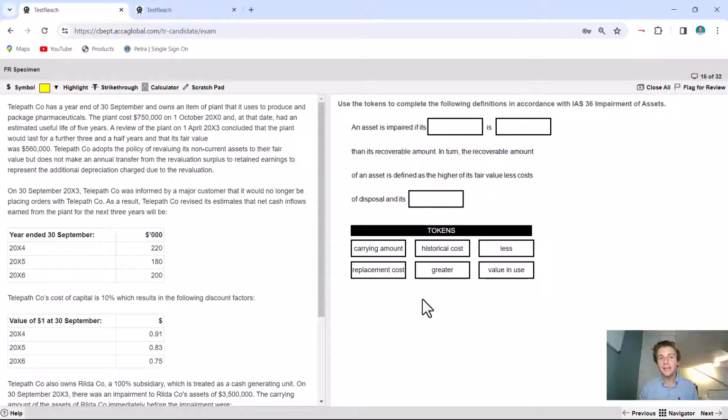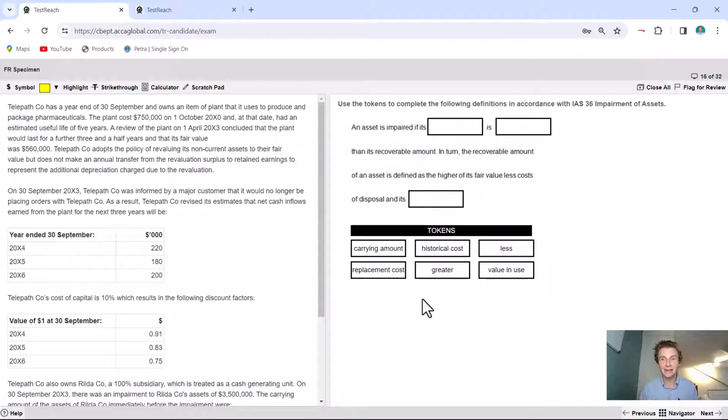So you can see on here, use the tokens to complete the following definitions in accordance with IAS 36, impairment of assets. An asset is impaired if its something is something than its recoverable amount. In turn, the recoverable amount of an asset is defined as the higher of its fair value, less costs of disposal, and its something there. So straight away, what would I do if this came up in the examination? Well, I'm going straight away to those tokens to see, do I understand what they mean?